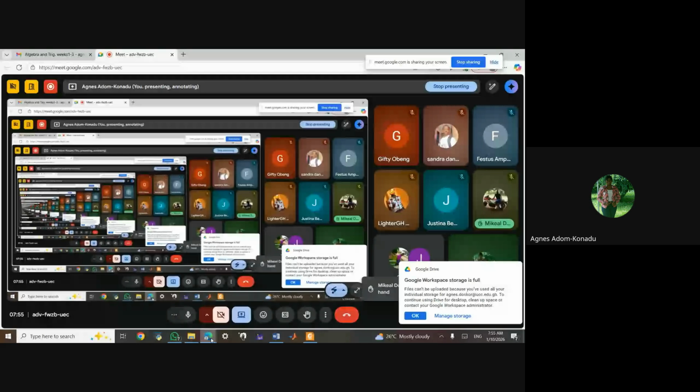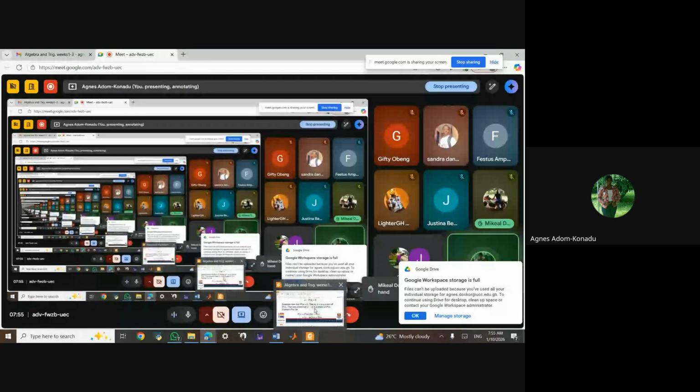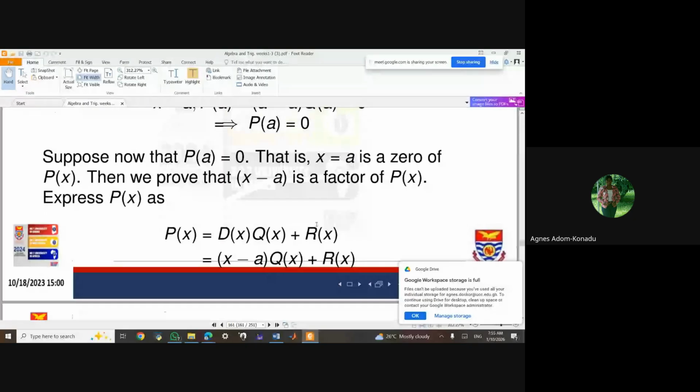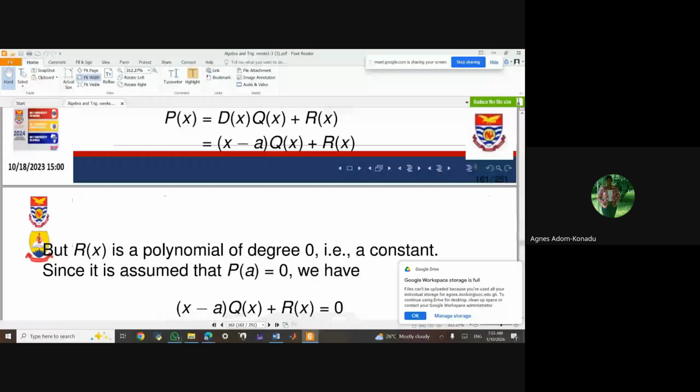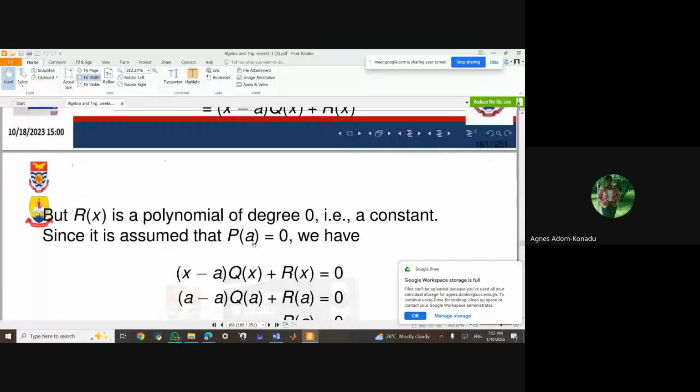Okay, so as I was saying, we want to prove that the remainder is 0. We have p of x is equal to d of x, q of x plus the remainder. We know that our d of x is x minus a, so I have x minus a, q of x plus the remainder. We also know that our p of a is 0.